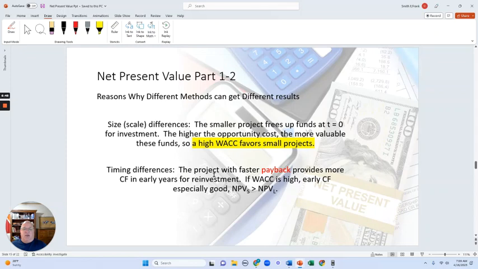And then finally, a timing difference, the project with faster payback, and I'll show you what this means in a second. The one that has earlier cash flows essentially provides more money back in the early years, and is considered to be many times the above-average project. So that's why the NPV of the short term, where you get your money back, or more of it back sooner, is higher than it is for the longer one.